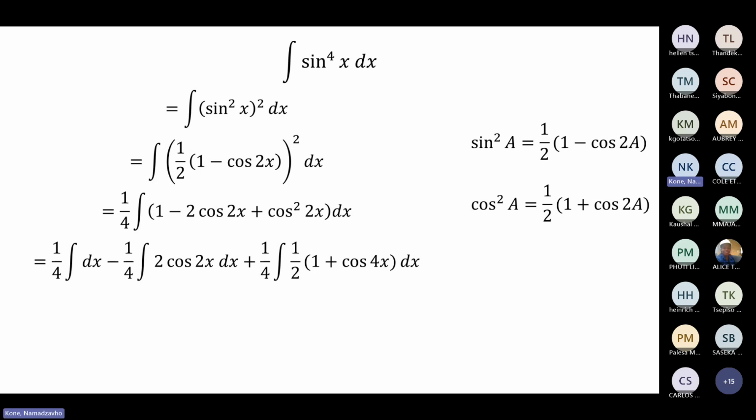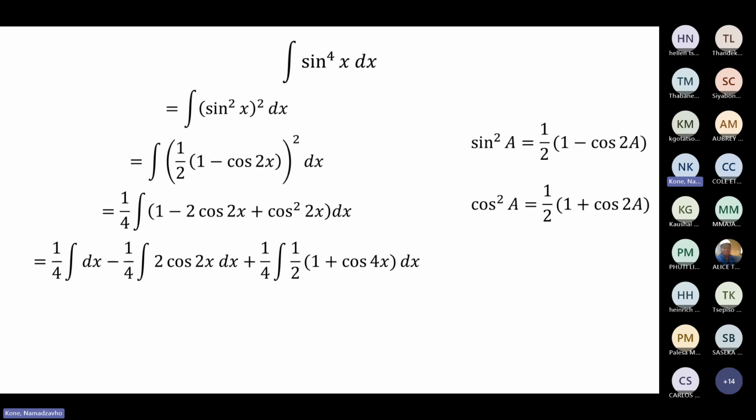Now I have actually separated them. The first one is the integral of 1 dx, which is this one, and the 1 over 4. The second one is the minus 1 over 4 and the 2. The minus 1 over 4 is negative because of the negative in the middle term. And we have the integral of 2 cos x dx. And then the 1 over 4 is now multiplied by the integral of the replacement of cos squared 2x.